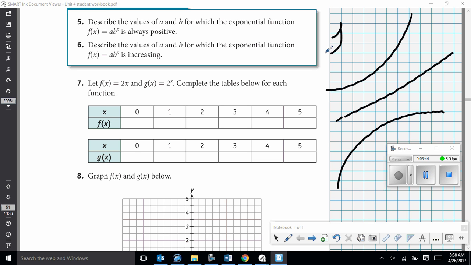What about the equation? If I had y equals 2 times 1/3 to the x, is that an increasing function? If we pull that up on Desmos, is that going to be increasing? No. So what has to be true in addition? Being positive isn't necessarily enough. What else has to be true?